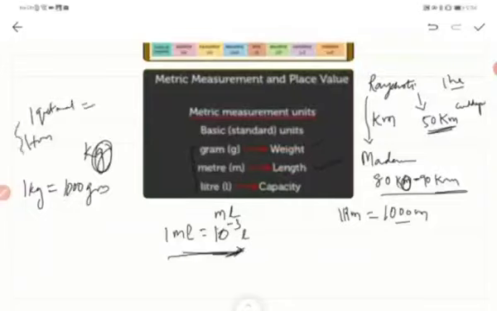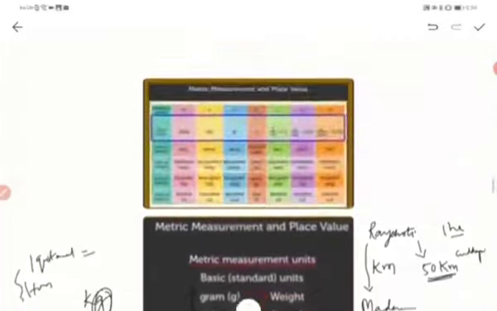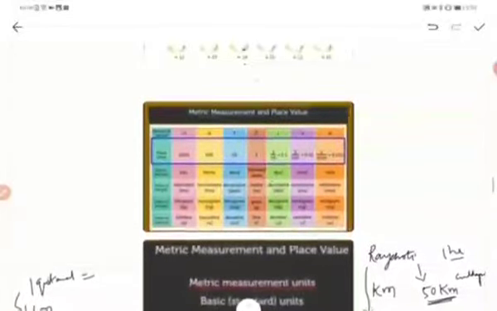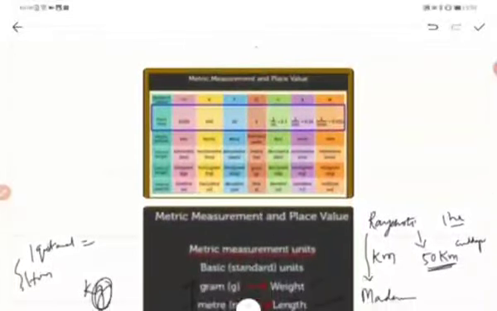All these measurements come from the basic standard units: grams, meters, and liters. Other than these three, we have many measurements used in our daily life. How exactly are you going to give them? Let us see by using your place values.